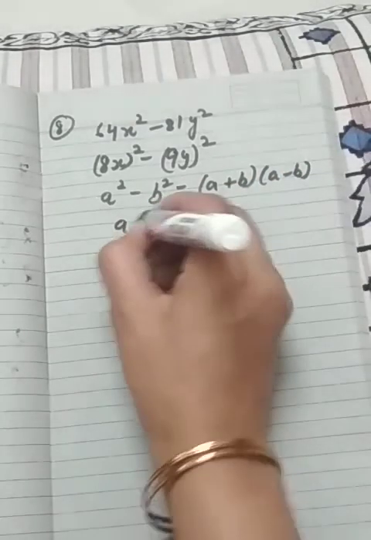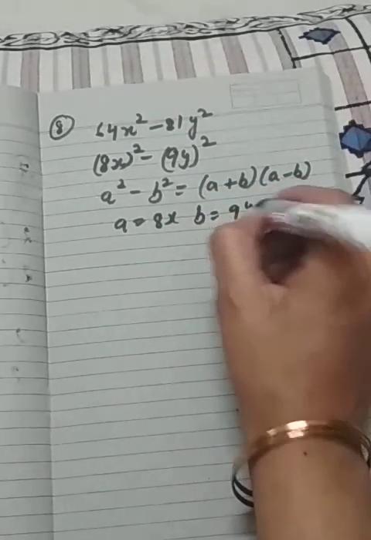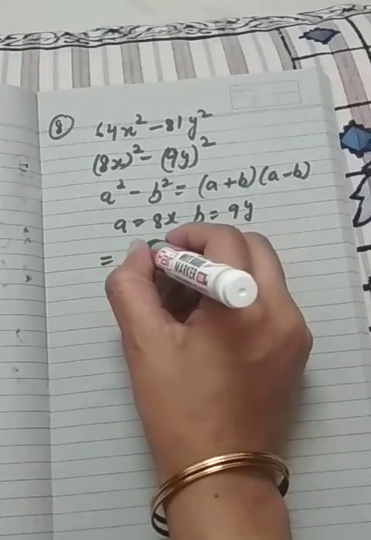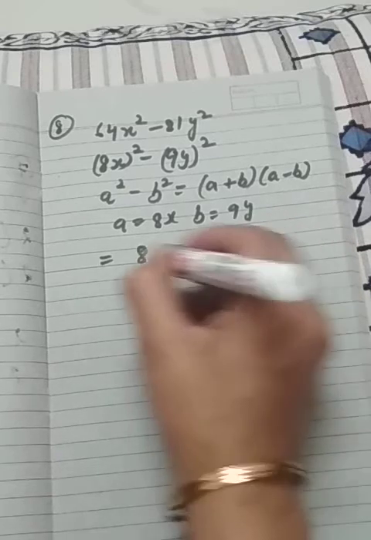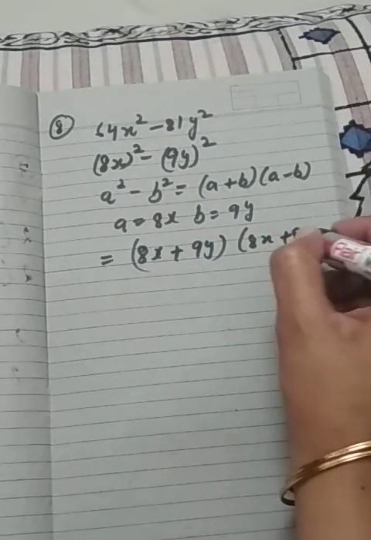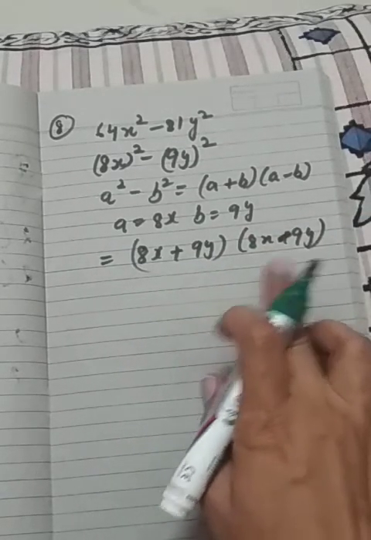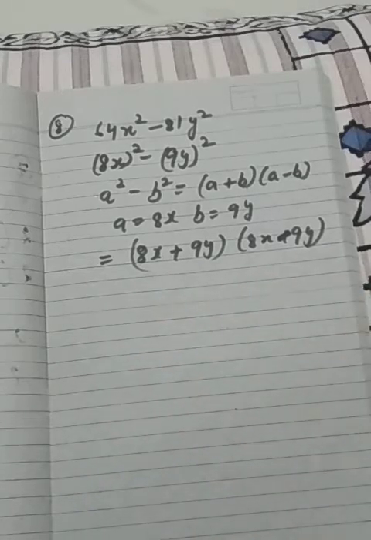Now the value of a is 8x and the value of b is 9y. Now fill the value in the right hand side. 8x plus 9y and 8x minus 9y. This is the factorization of the 8th part. Now let's see the 9th part.